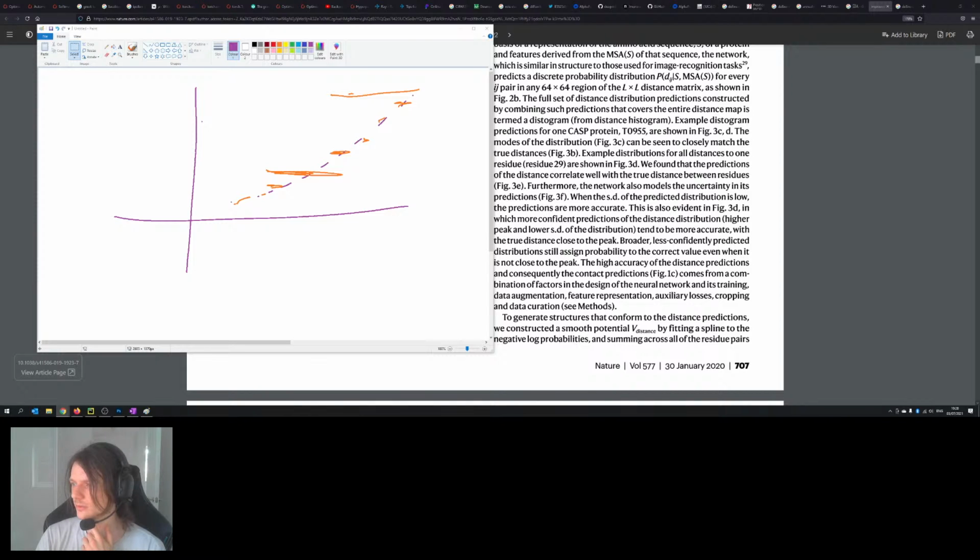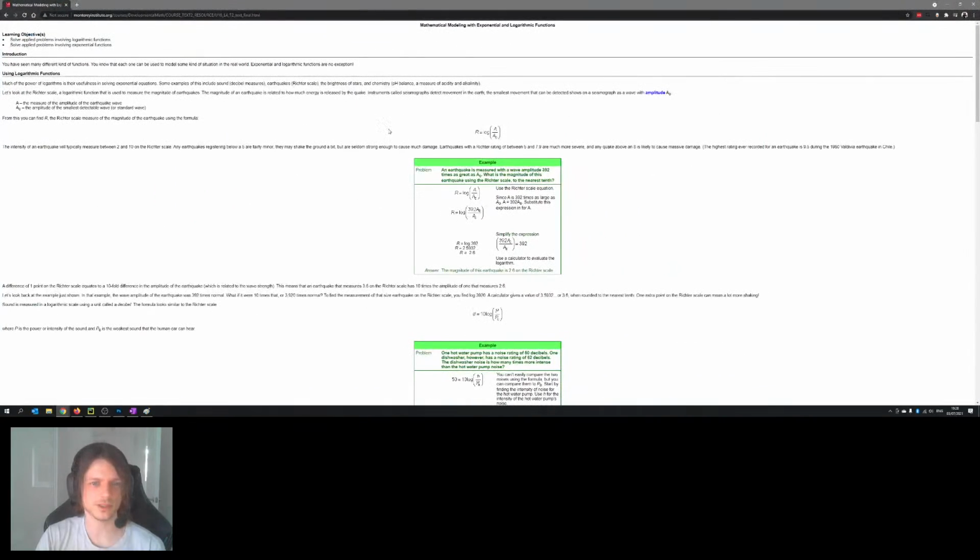In solving exponential equations, some examples of this include decibel measures, earthquakes, the Richter scale, the brightness of stars, and chemistry. Here we go. Let me share. I've got the wrong thing, but yeah, let me try and share this.